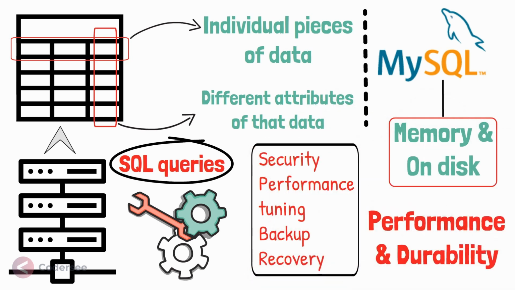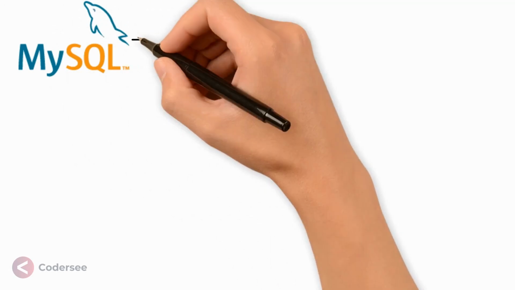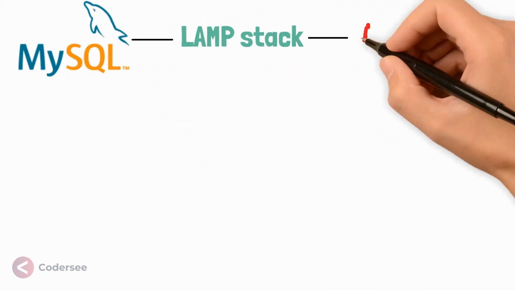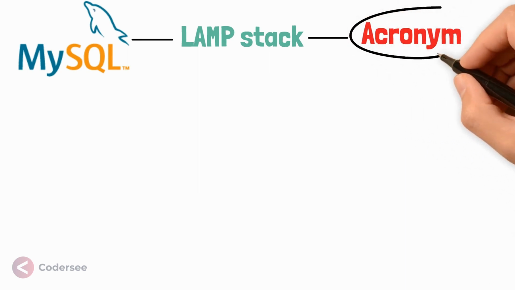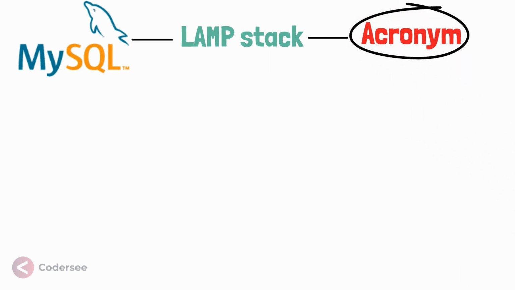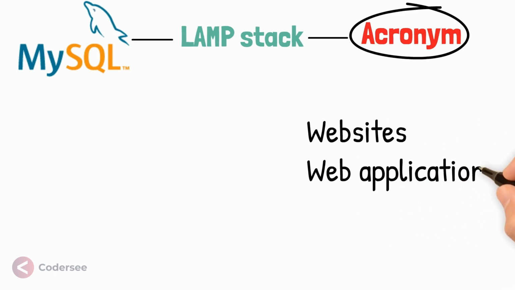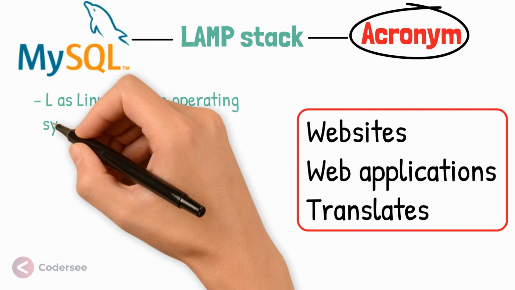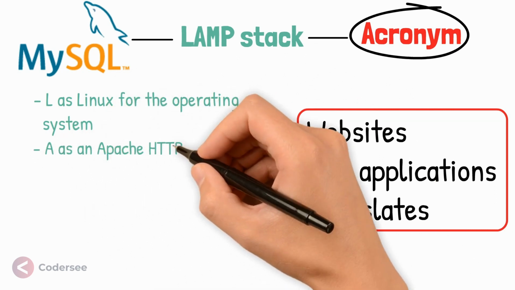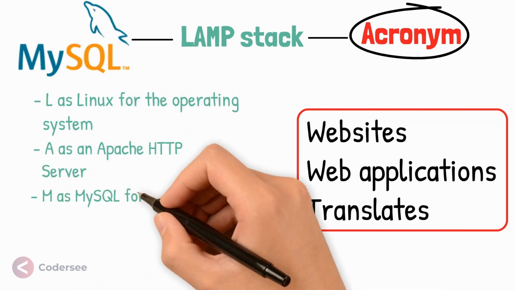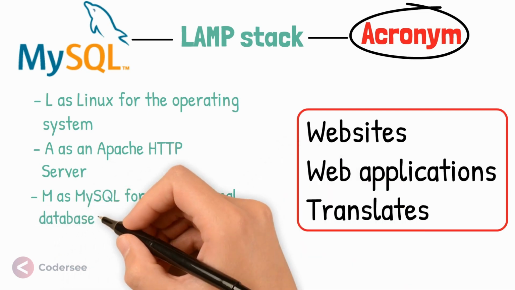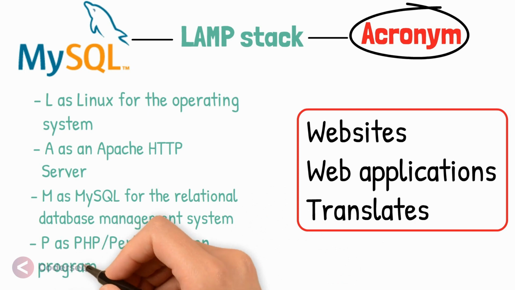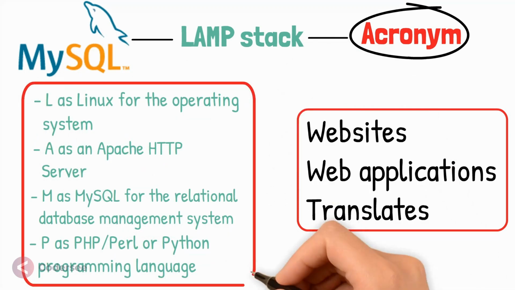It's worth mentioning in our MySQL introduction that it is a part of the LAMP stack. LAMP is nothing else than an acronym for a proven set of technologies developers use to build websites and web applications, and translates to L as Linux for the operating system, A as an Apache HTTP server, M as MySQL for the relational database management system, and P as PHP, Perl, or Python programming language.